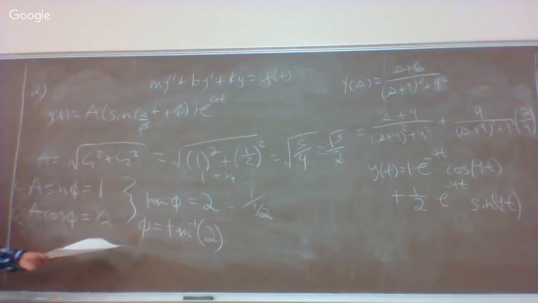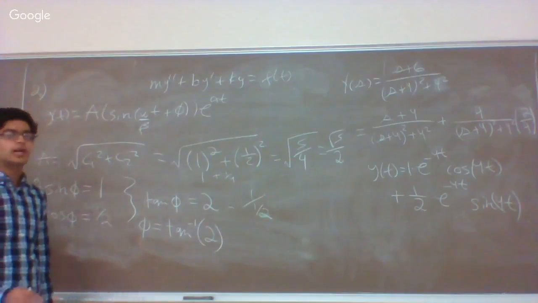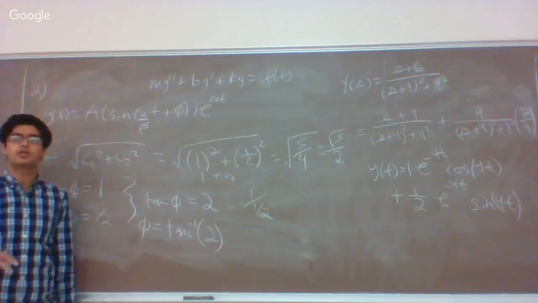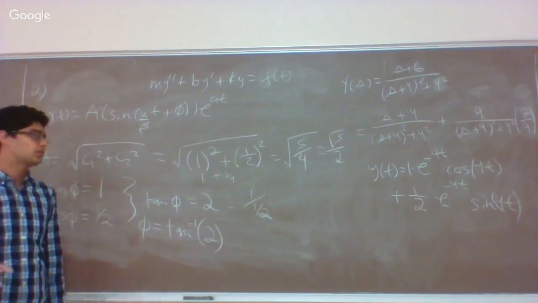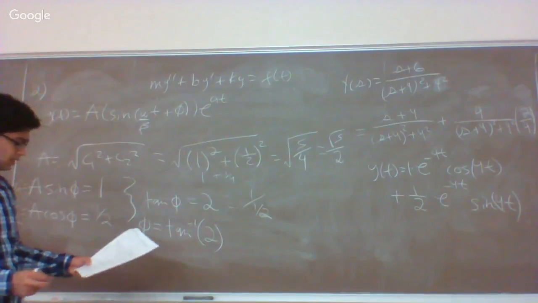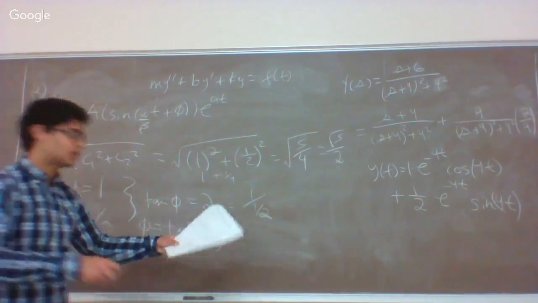Any questions on that? If it wasn't the first quadrant, you either have to subtract from pi or add pi or something like that, right? So I can go over that. Let's finish this and then I'll go over that.